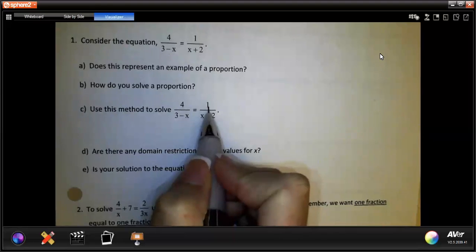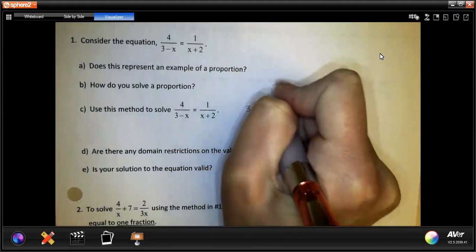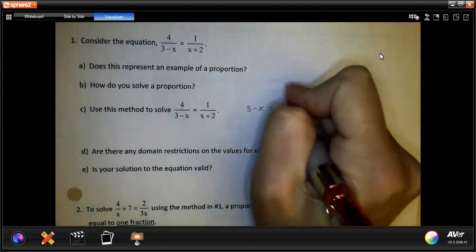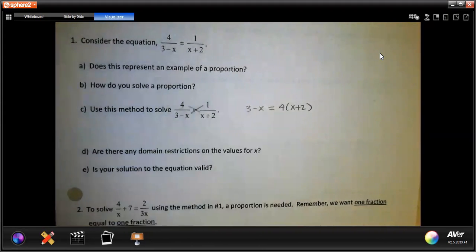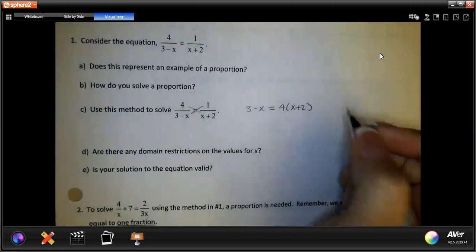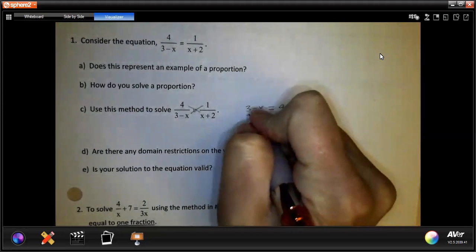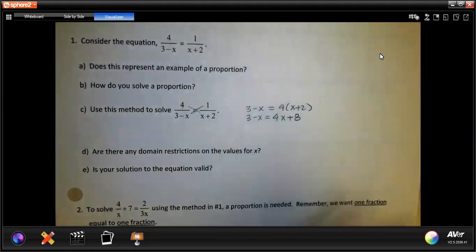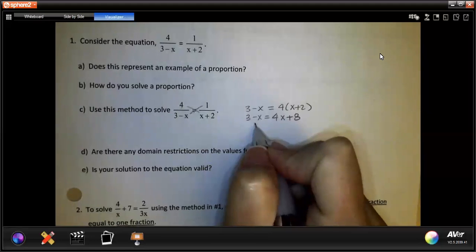Here we multiply the 1 times 3 minus x, and that gives us 3 minus x. And then we multiply 4 times x plus 2. So we have cross multiplied like that. All right, now we are going to solve like normal since we do not have fractions here. We would distribute that 4 to get 4x plus 8. And now we want to get the x's together and the constants together.